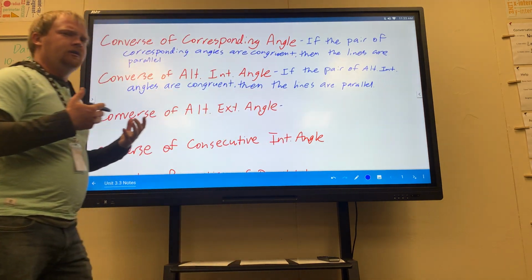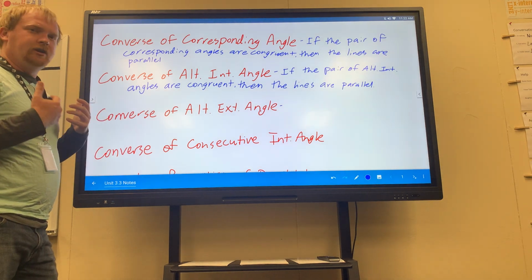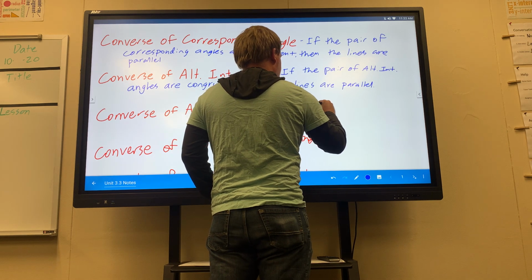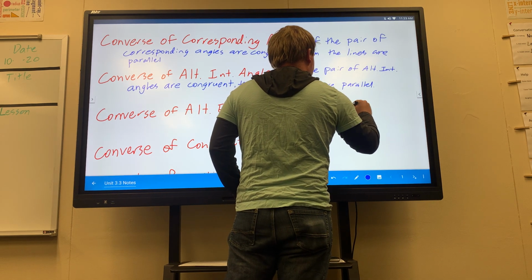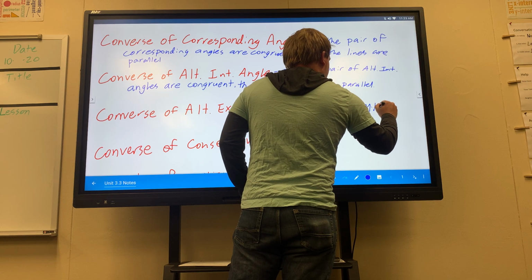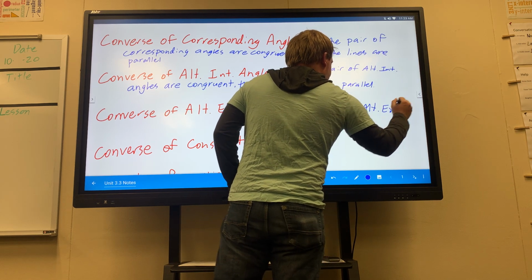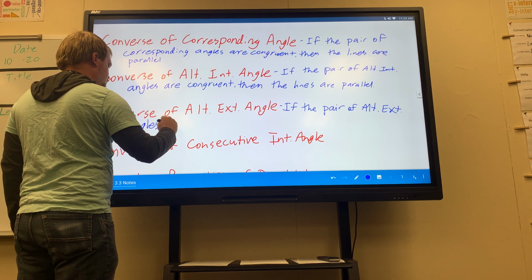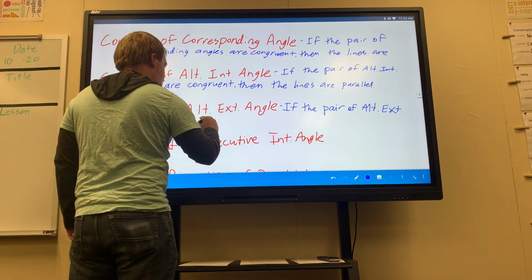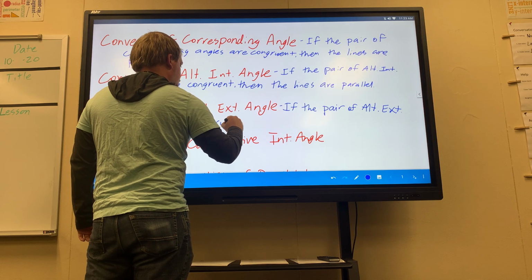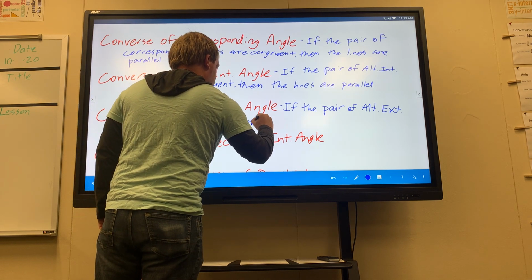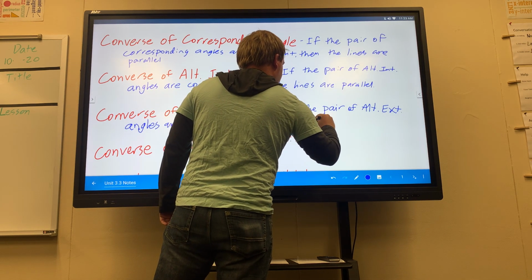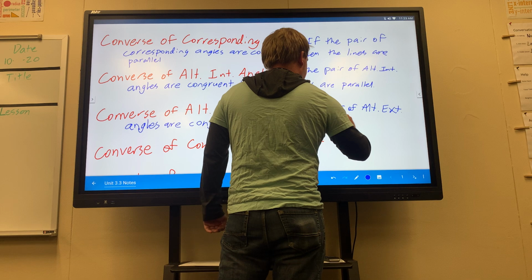Now, another converse that we're looking at is alternate exterior angles. If the pair of alternate exterior angles are congruent, then the lines are parallel.